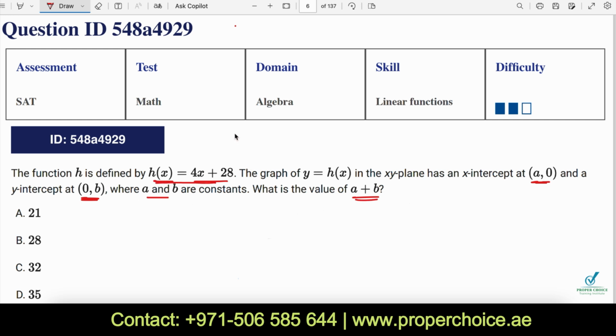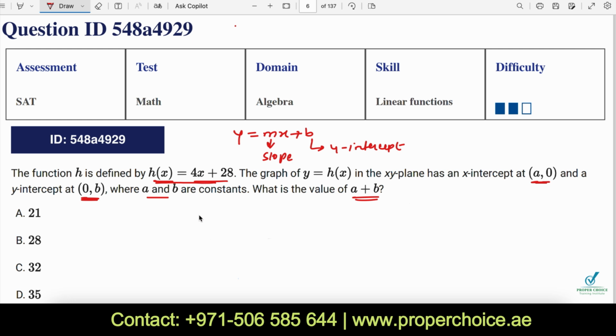By the way, what is the general equation of a straight line? We write y equals mx plus b, where m represents the slope, which can also be said to be rise over run, and b represents the y-intercept. And the y-intercept is the point where the line crosses the y-axis.